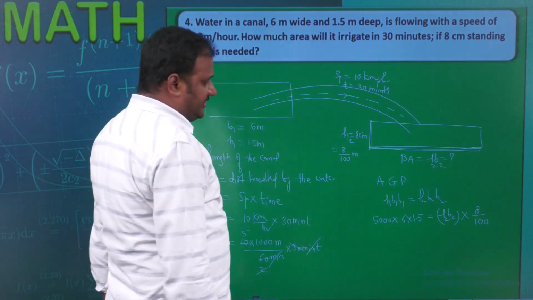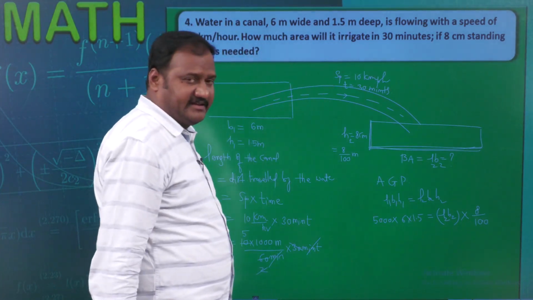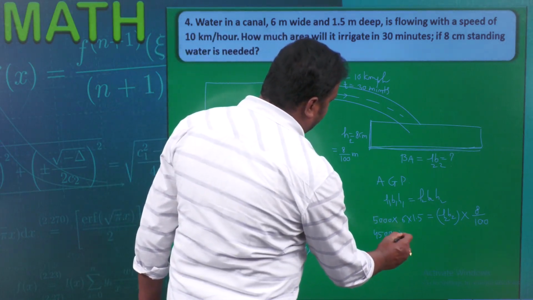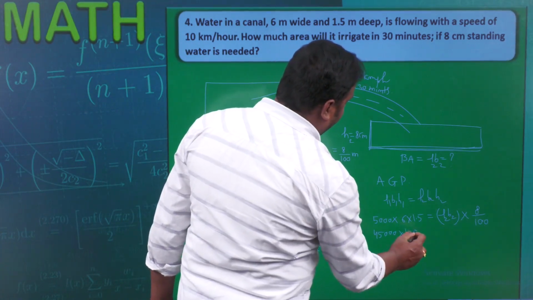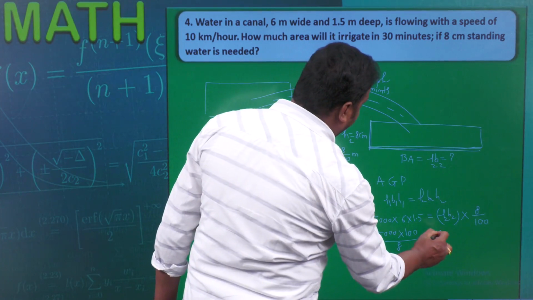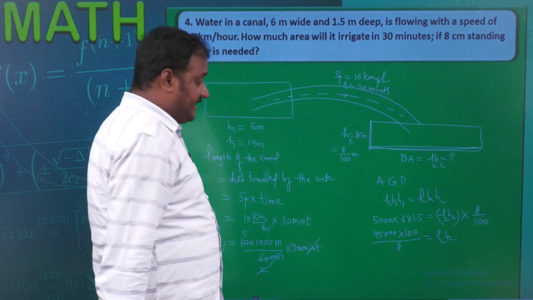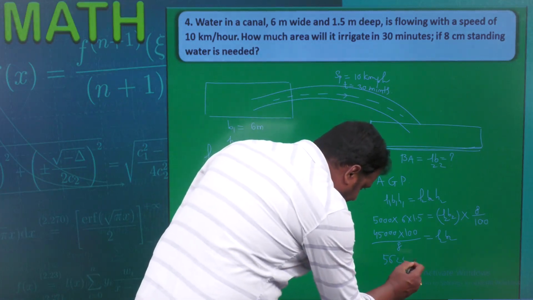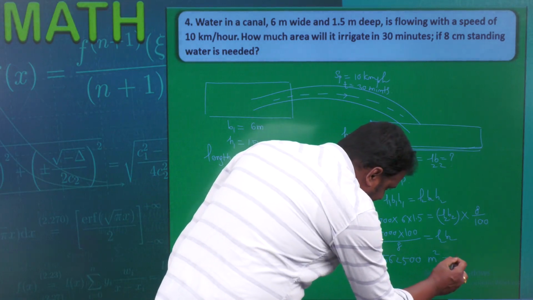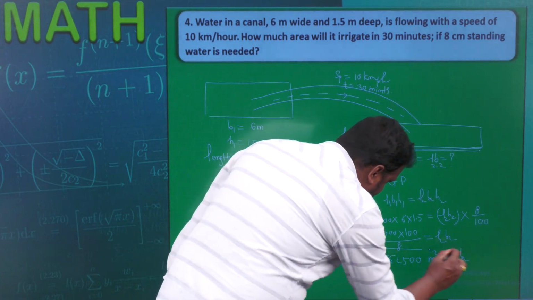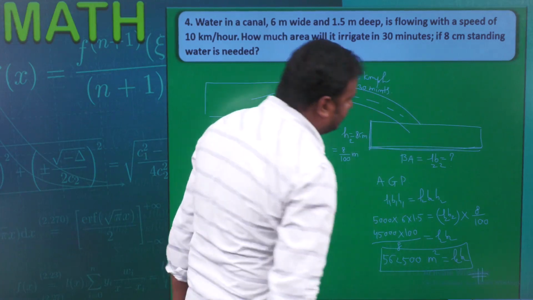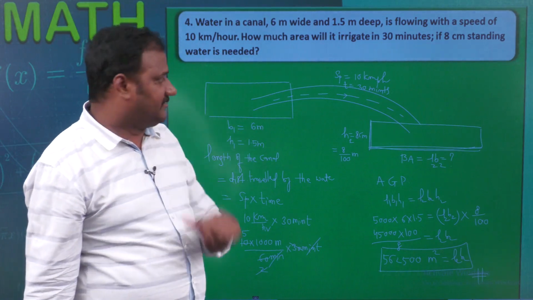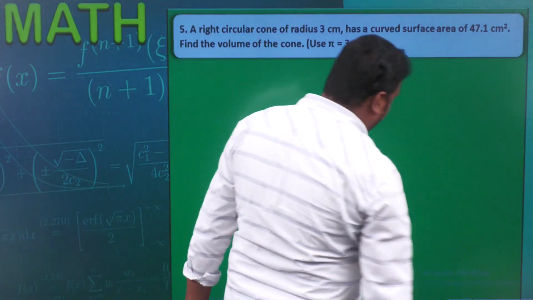Clear? So now you see here, 15 sixes are how much? 90. Point is there, so 9. 9 fives are 45, and 3 zeros. Multiplied by 100 divided by 8 is equal to L2 B2. So therefore the area it will irrigate is 562,500 meters square, which is equal to L2 B2. This is the area that it irrigates in 30 minutes. So this way we can answer the problem. Hope you understand. Right. So moving on to the next problem.